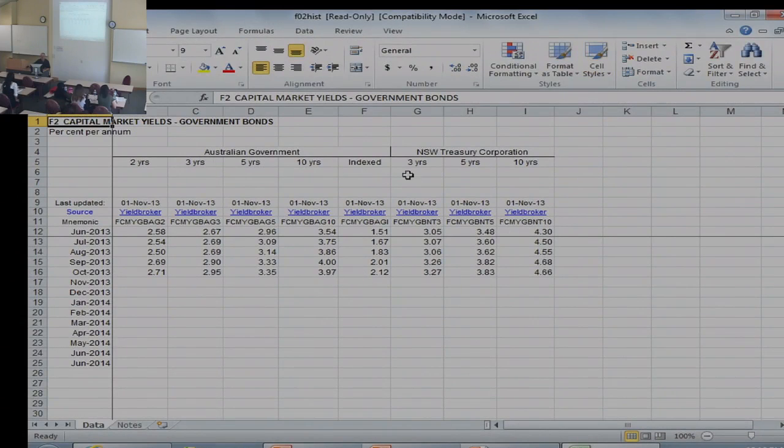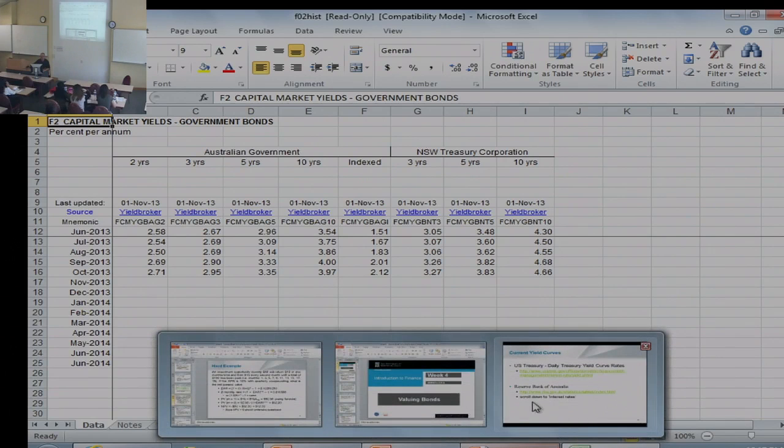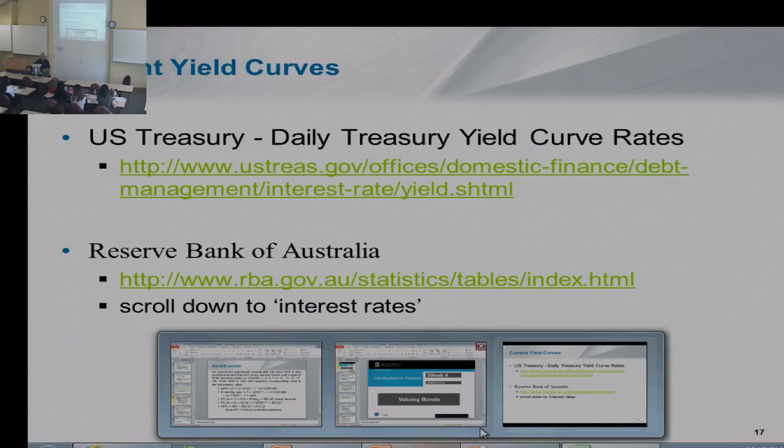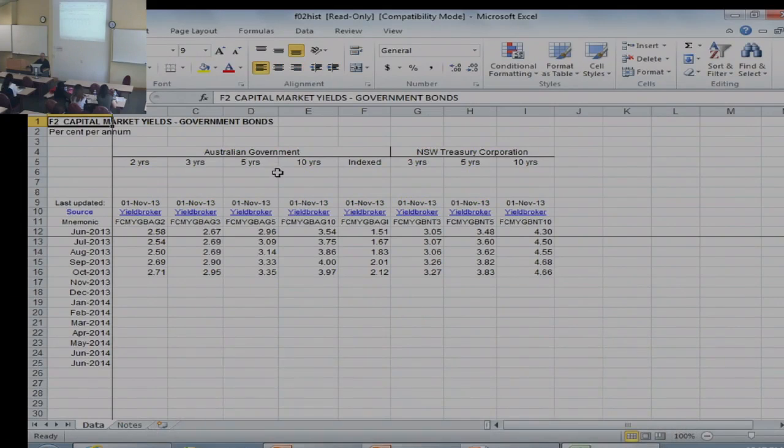Australian government 10-year bonds. Not that much. What was the American one for 10 years? And the Australian one for 10 years is about the same. But the short-term rate, Australian for 2 years or 3 years, is around about the 3% mark.